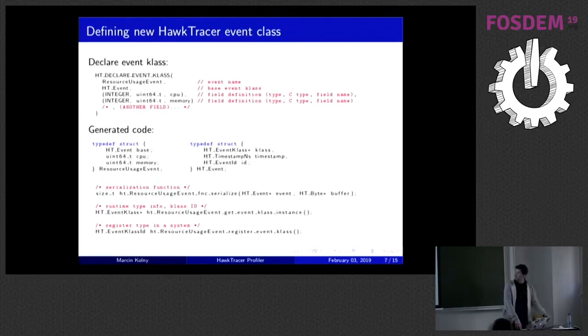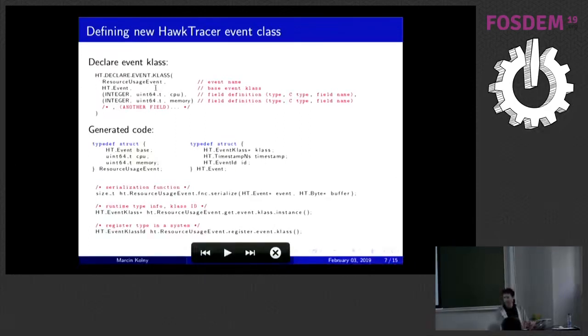And so I'll show you how to define your custom class. Let's say you want to trace memory usage and the CPU usage. How do you do that? You basically use the HT_DECLARE_EVENT_CLASS macro, and the first argument of that macro is the name of your event. The second one is the base event class, because as I said, it supports inheritance, and all the events must at least inherit from HT_Event as a base class.